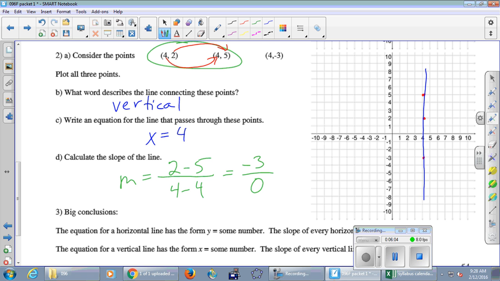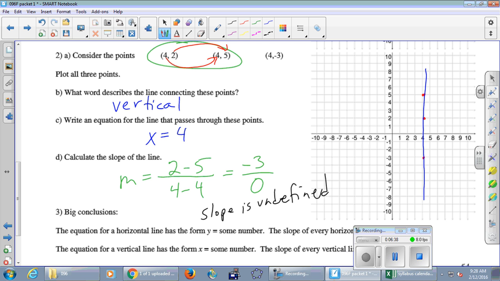It is undefined. It is not 0. We have been taught from a very young age that you cannot divide by 0. Yes? Something that was drilled into you pretty soon after you started to learn how to divide numbers. You cannot divide by 0. And it is still true. And so the slope here is undefined. That is the answer. It's a perfectly legitimate answer. The slope just happens to not be a number. Slope is undefined.